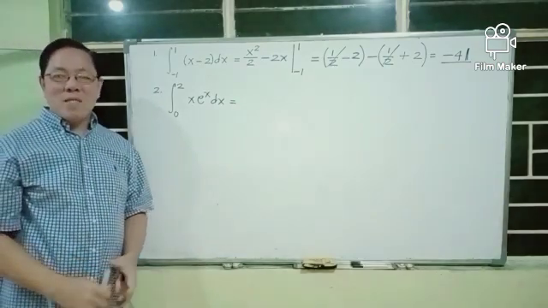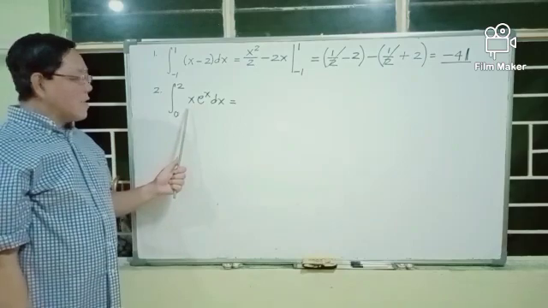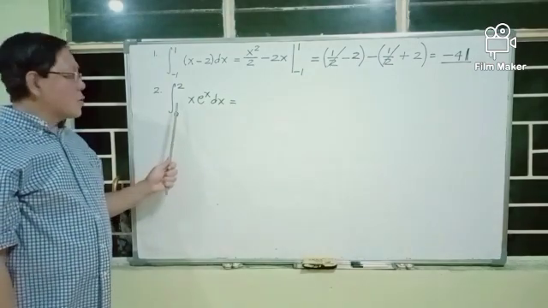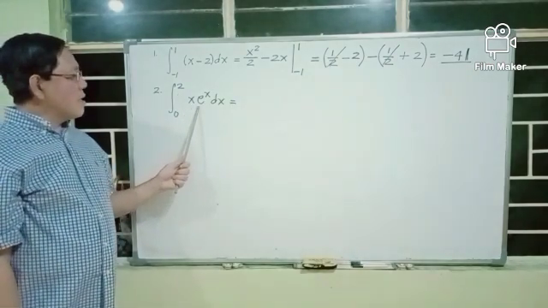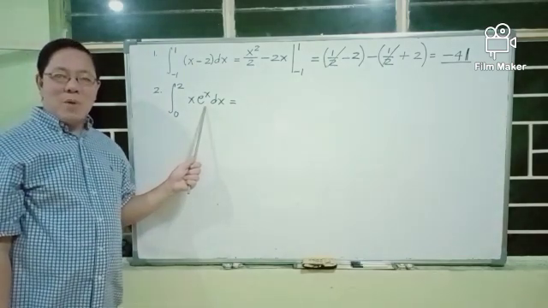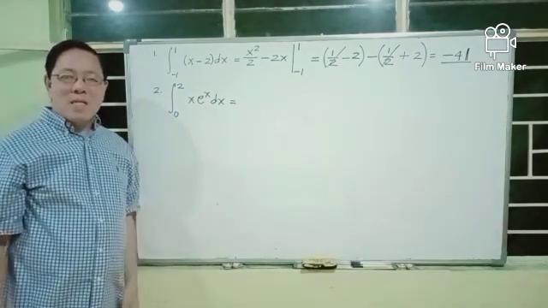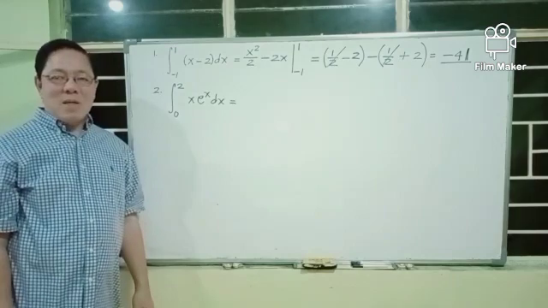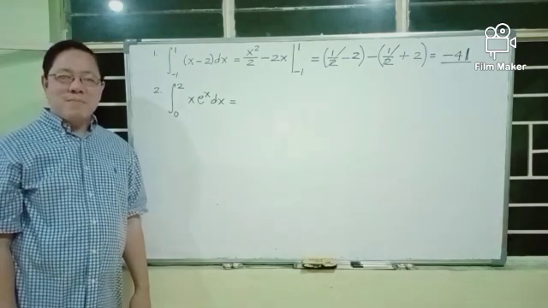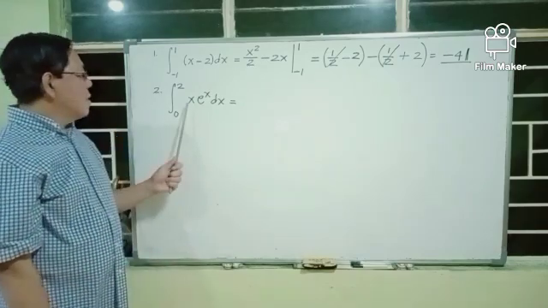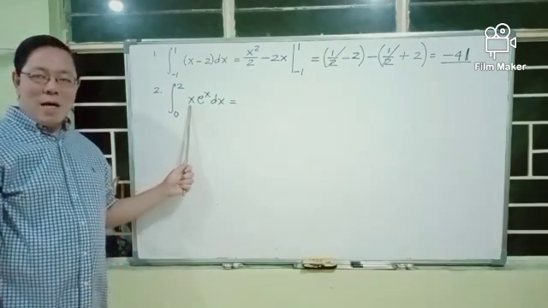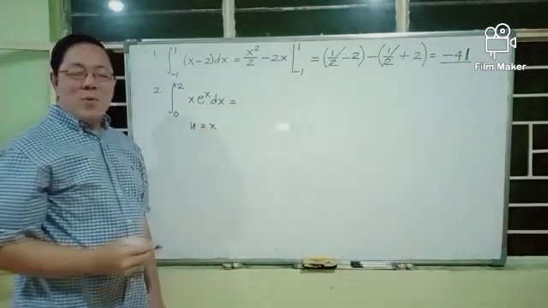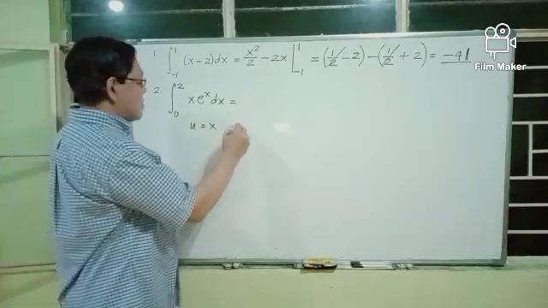For our next example, consider this definite integral, the integral of x times e to the x dx, to be evaluated from 0 to 2. And you can see that this is not readily integrable by using any one of the integration rules. So we apply one of the integration techniques. In particular, we use integration by parts, where we let u equals x. And we let dv equals e to the x.